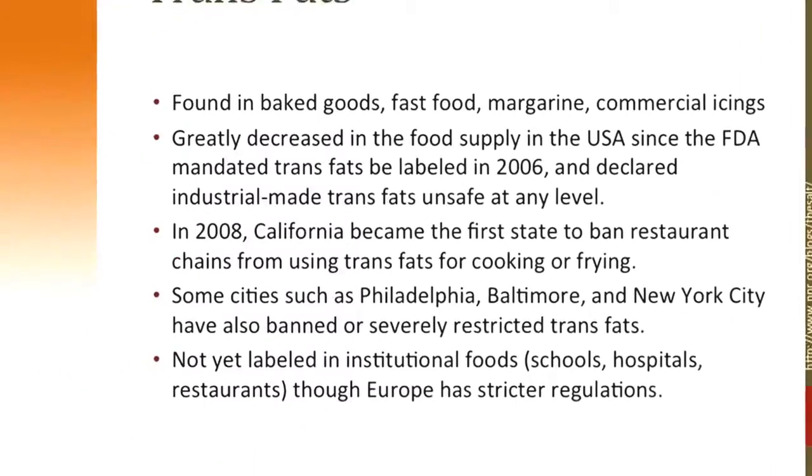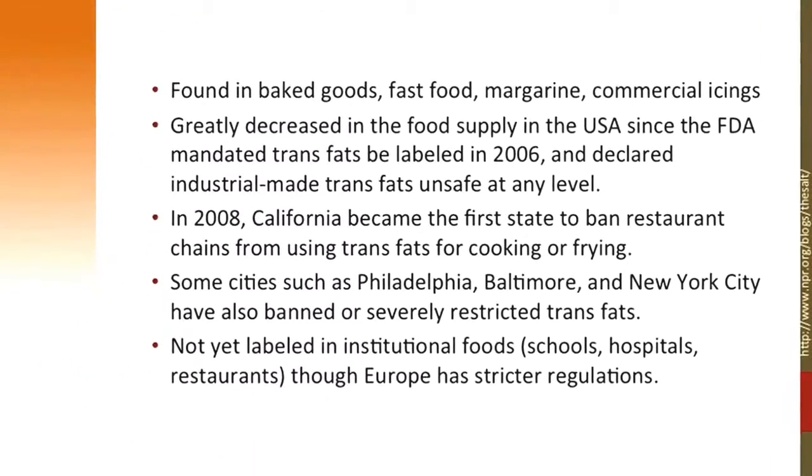But our bodies can tell the difference between stearic acid and the trans acid, and our bodies know that it's not supposed to look like that, and it screws up a lot of stuff. And it's also highly correlated, if it's in your membranes, with sudden cardiac death, which is not that common, but pretty dramatic when it happens. They're found in baked goods, fast food, margarine, commercial icings.